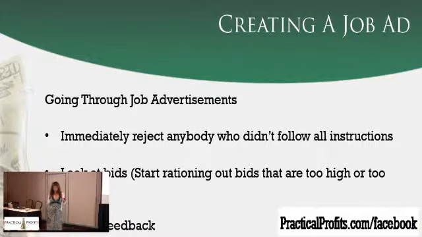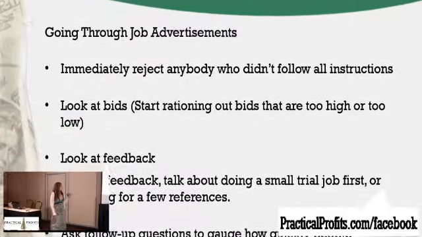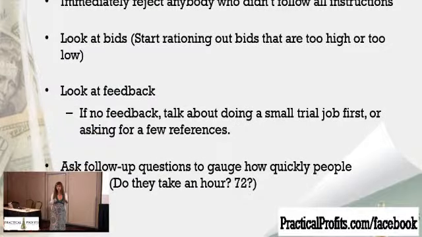So once you post the job advertisement, you start getting the candidates. In order to select the best people, the first thing is you want to immediately reject anybody who didn't follow all your instructions. You know off the top they can't follow instructions. They're not good for you. You want to look at the bids. So if there's bids that are too high or even too low, you want to knock them off.